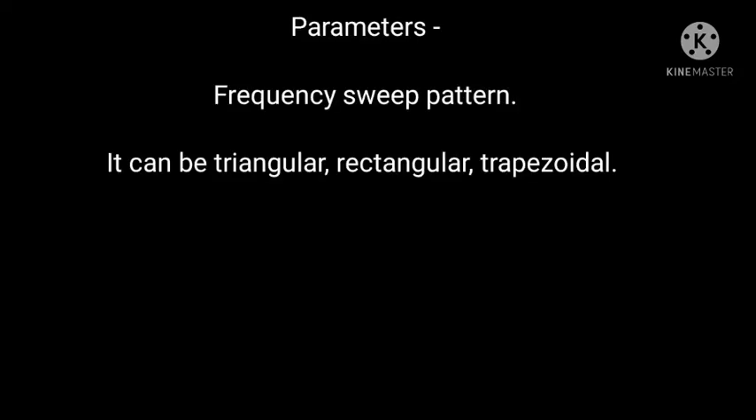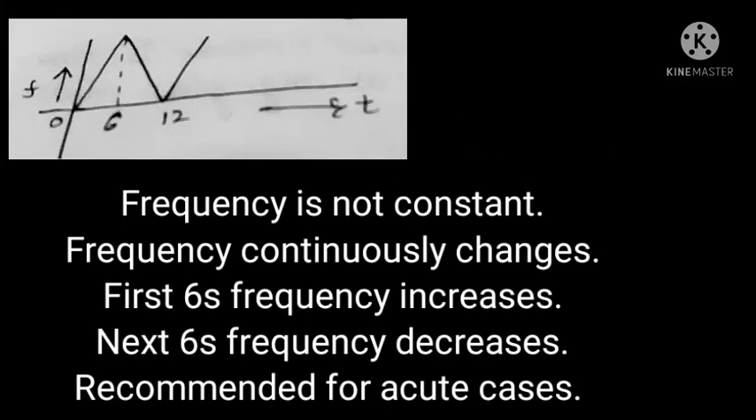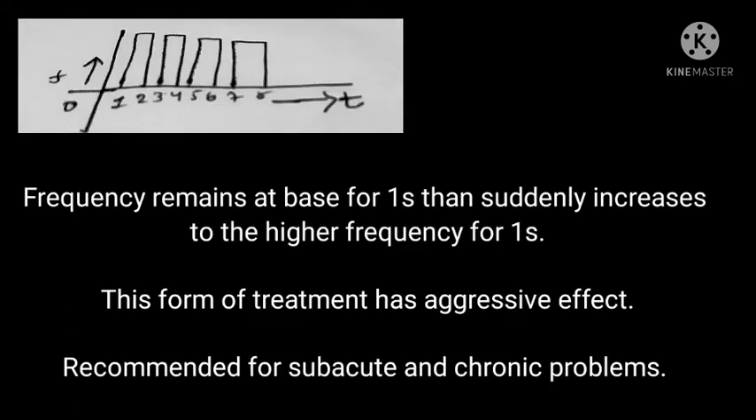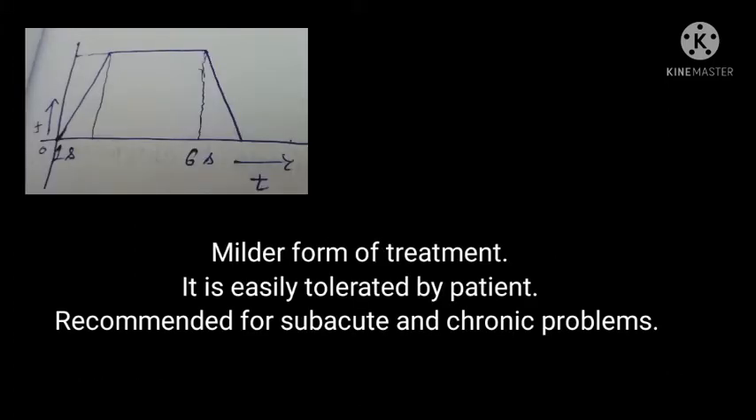Parameters: frequency sweep pattern. It can be triangular, rectangular and trapezoidal. Triangular, in that frequency is not constant. Frequency continuously changes. For the first 6 seconds frequency increases. For the next 6 seconds frequency decreases. Recommended for acute cases. Rectangular, in that frequency remains at the base for 1 second then suddenly increases to the higher frequency for 1 second. This form of treatment has an aggressive effect. Recommended for subacute and chronic problems. Trapezoidal, used for a milder form of treatment. It is easily tolerated by the patient. Recommended for subacute and chronic problems.